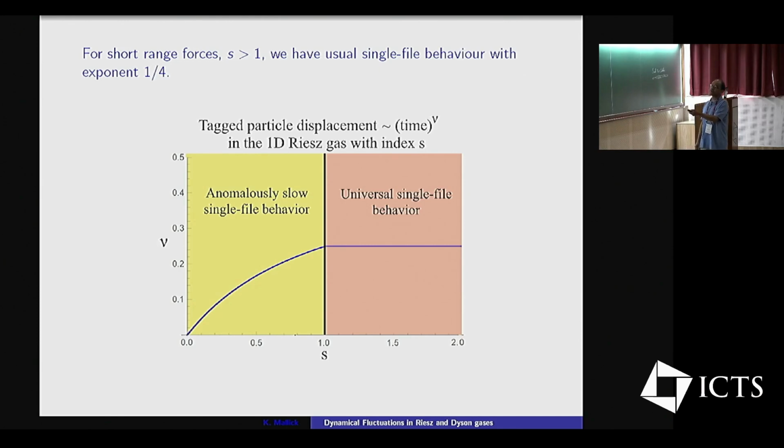And as soon as the forces are long-ranged, s bigger than 1, then we have the universal t to the power 1/4 single-file behavior. So we match this universal behavior, but for low values of s, we have a constantly varying exponent of anomalous diffusion.